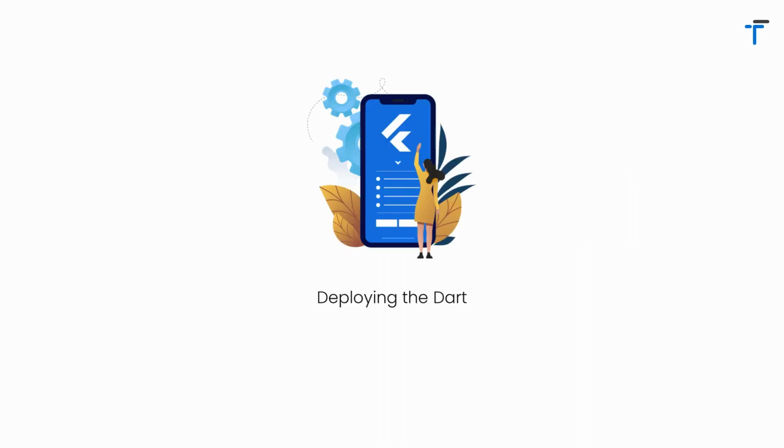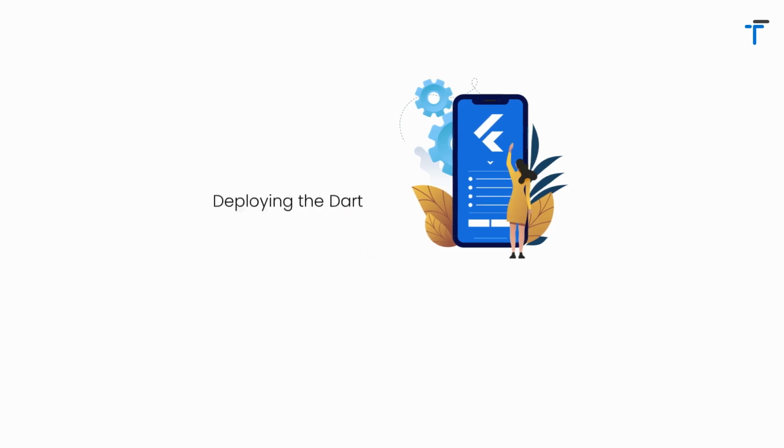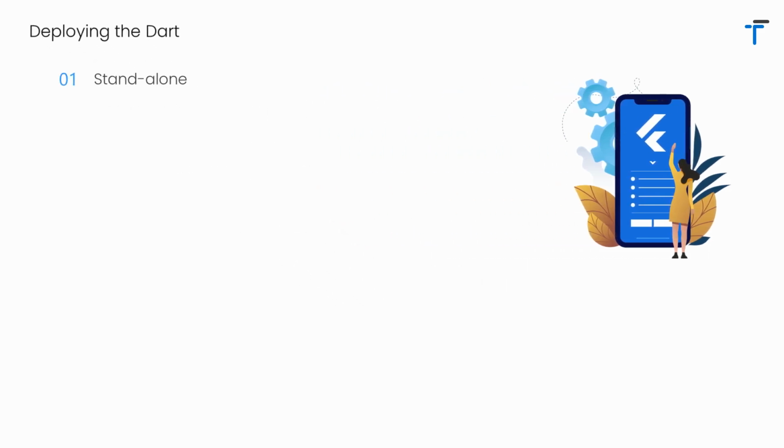Let's talk about deploying the Dart application. A Dart application can be deployed with 4 different strategies: deploying the standalone application, deploying using AOT compilation, deploying the web application, and deploying the native application.